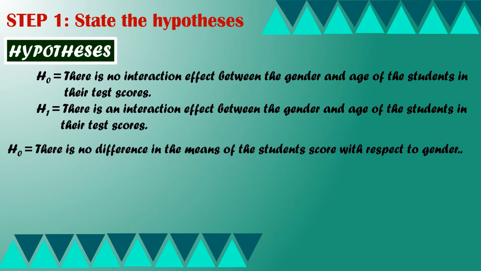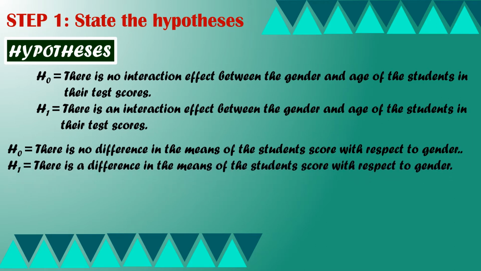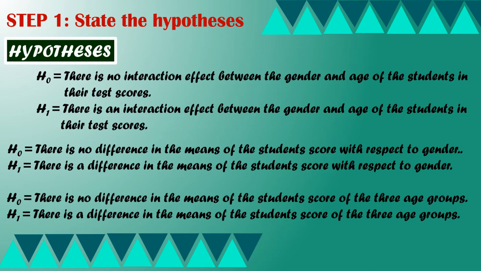For the first factor, which is the gender, the null hypothesis is there is no difference in the means of the student score of two gender groups. The alternative hypothesis is there is a difference in the means of the student score of the two gender groups. For the second factor, which is age, the null hypothesis is there is no difference in the means of the student score of the three age groups. And the alternative hypothesis is there is a difference in the means of the student score of the three age groups.